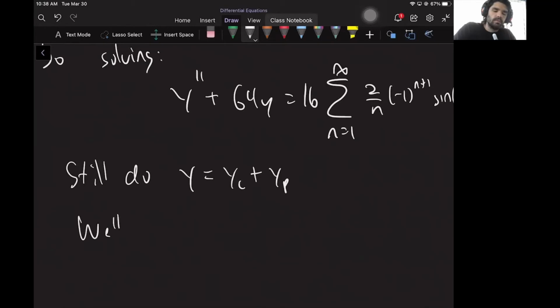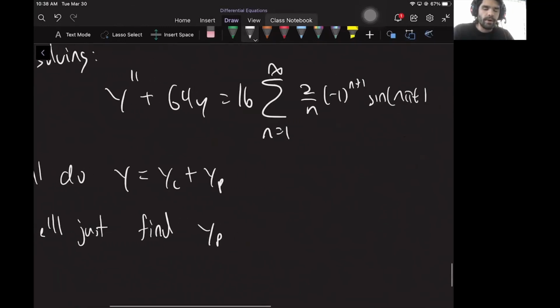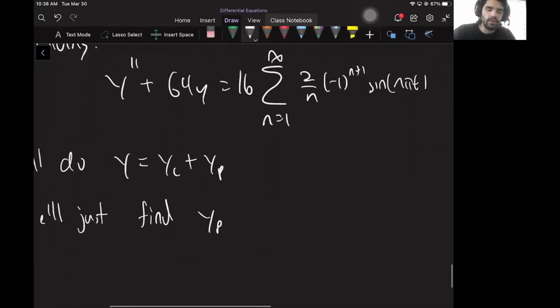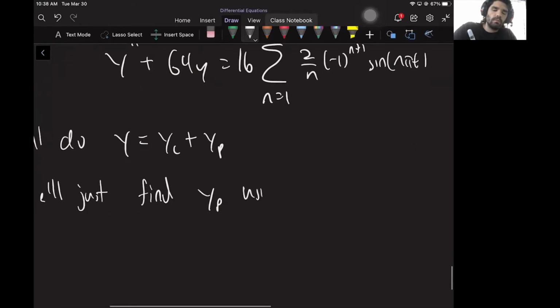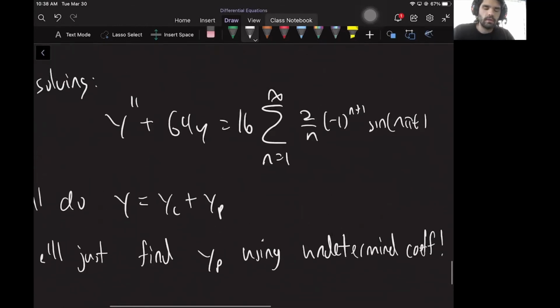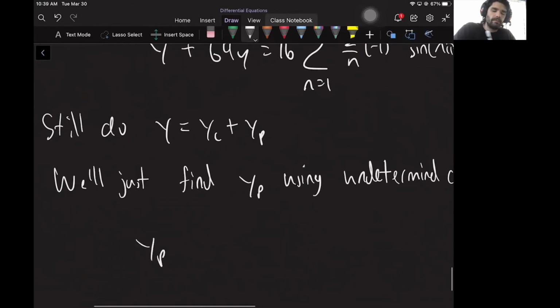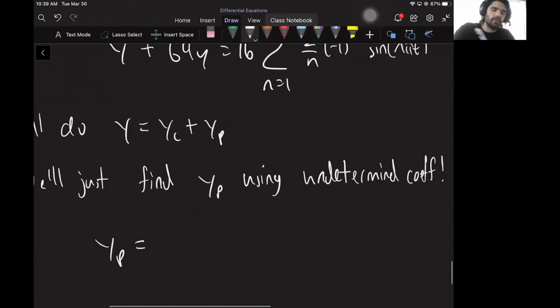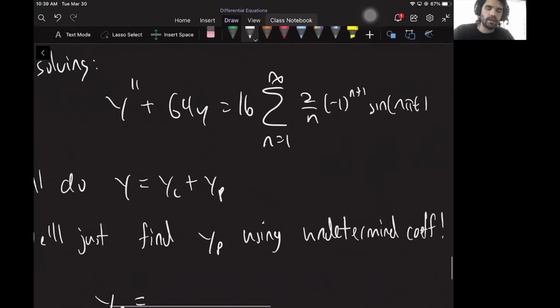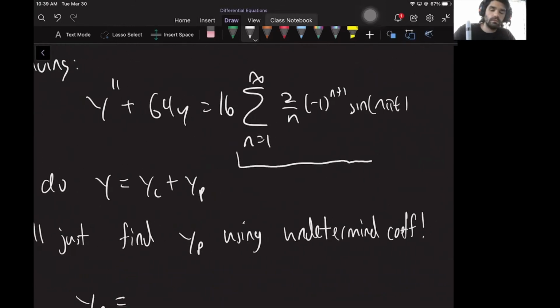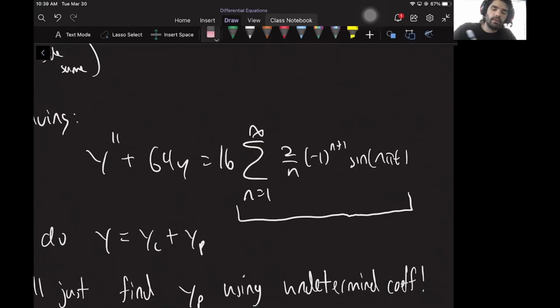We'll just do the particular solution part. Okay. So what's the particular solution? Well, we're going to use undetermined coefficients. We can still do that. So how can we do that? Well, remember, when you guess a particular solution, you guess something of the form of the right side. So the 16, I guess I can just multiply in and call it 32 here.